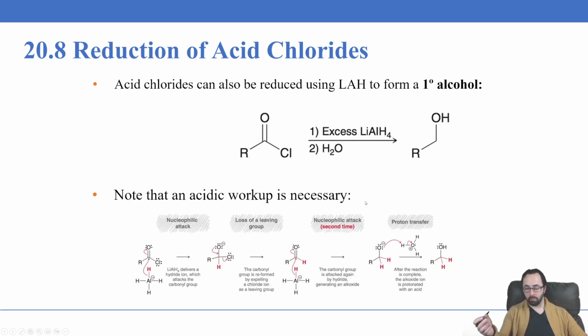Acid chlorides, again, are the most reactive of these carboxylic acid derivatives. This can be reacted to produce an alcohol by reduction. The same way as we'd produce it from the carboxylic acid, we react with excess lithium aluminum hydride, and then water to ultimately protonate the alcohol at the end. We need an acidic workup, as it's called. Remember, we can't have any acid in this first step, because what we're using is hydride ion as the nucleophile to attack. And of course, we have the resonance arrow here, like we saw before.